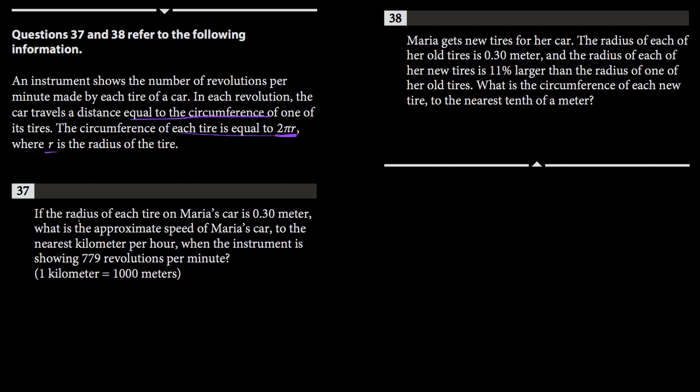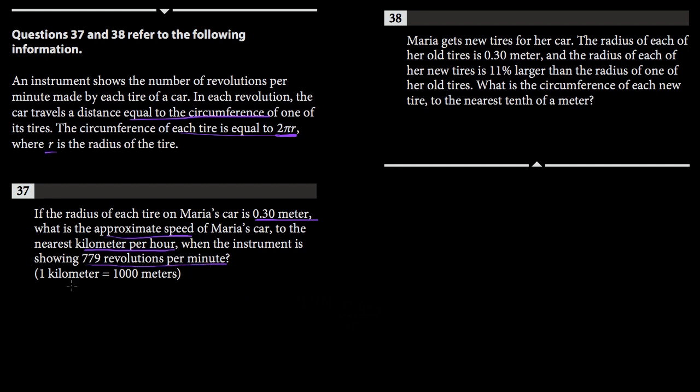Question 37 reads, if the radius of each tire on Maria's car is 0.3 meters, what is the approximate speed of Maria's car to the nearest kilometer per hour when the instrument is showing 779 revolutions per minute? Well, the first thing I want to calculate is how much the car travels per revolution, one revolution, right? And that's going to be the circumference. If you think about it, one whole circumference is just basically one revolution.